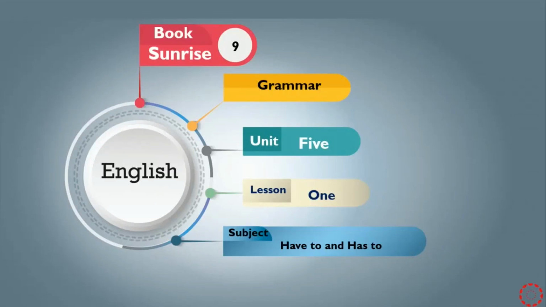Hello dear student, in unit 5 lesson 1 I'm going to talk about have to and has to. Have to and has to are used for the present, and we have had to for the past. I'm going to talk about both of them.